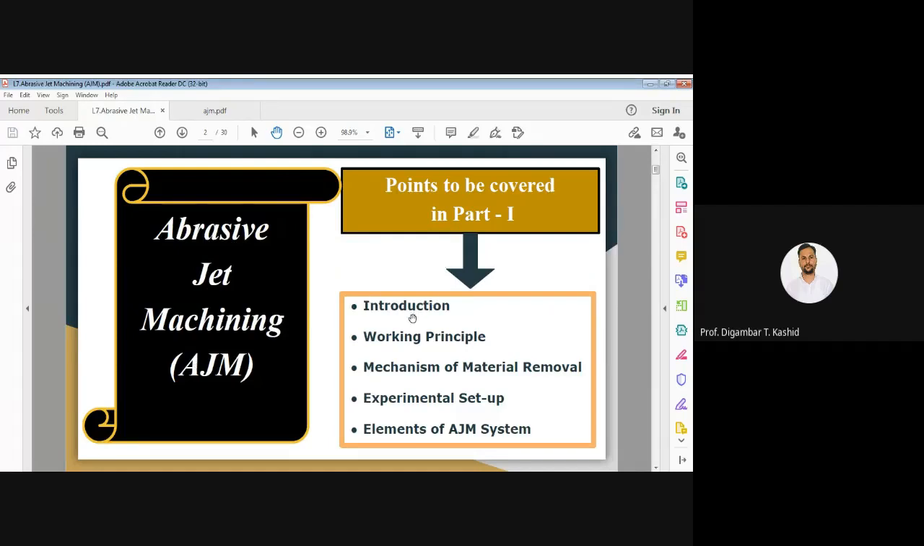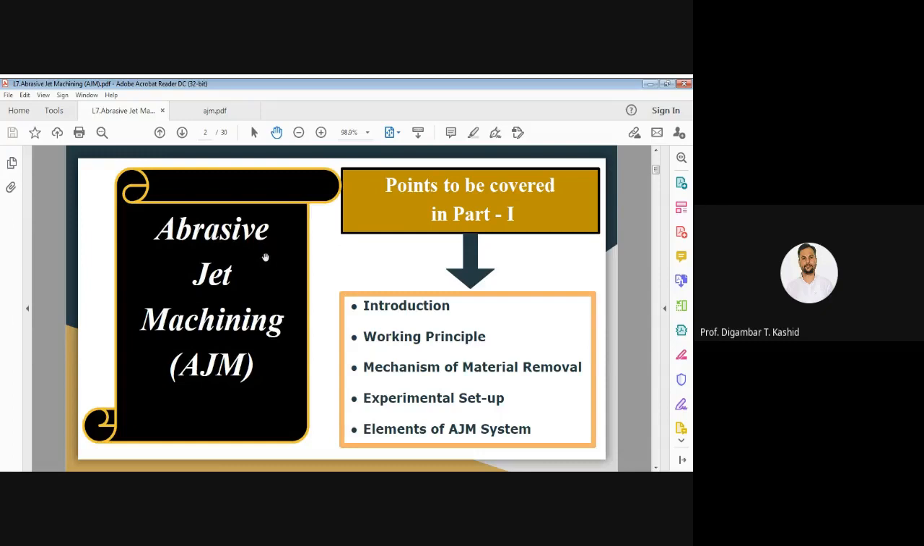That is, firstly, we'll talk about the introduction, then working principle, then mechanism of material removal in AJM, then the setup, that is, we can call experimental setup or system of this AJM process. Then in detail we will discuss the elements of the AJM system. So in this part one we are going to cover this much. In the second part we are going to see the remaining. So let us start with the introduction and the working principle of the AJM process.